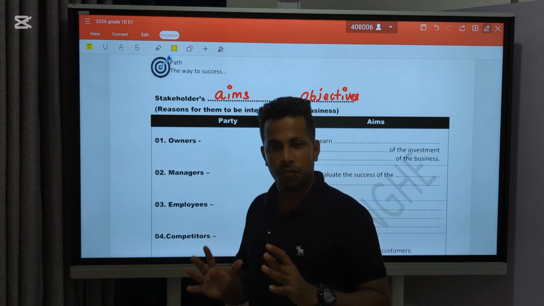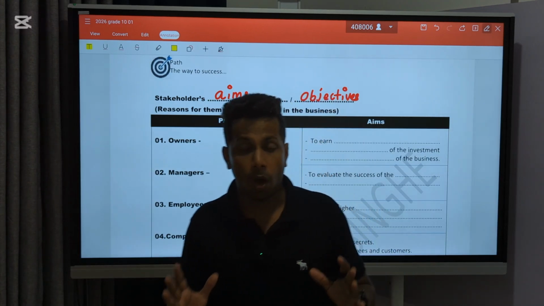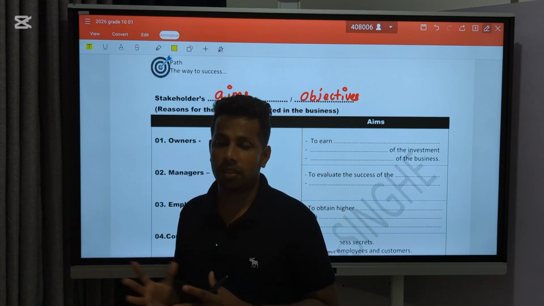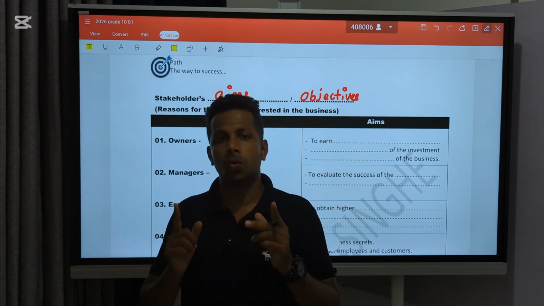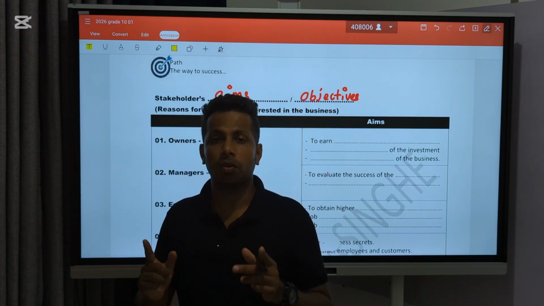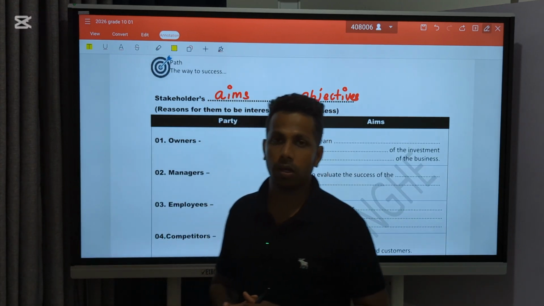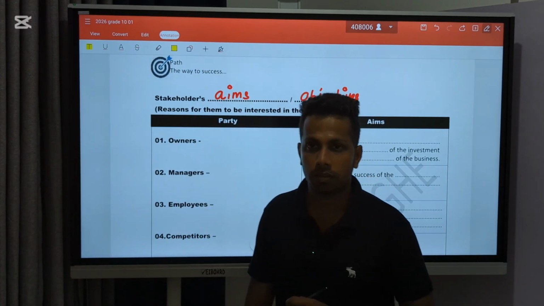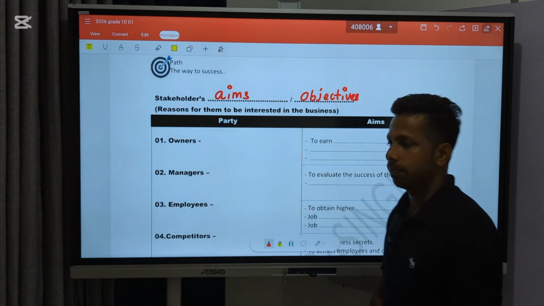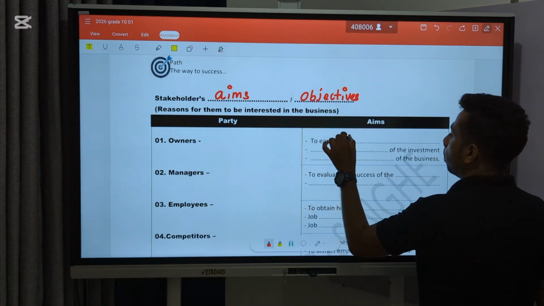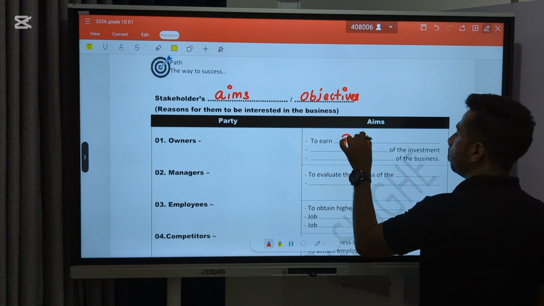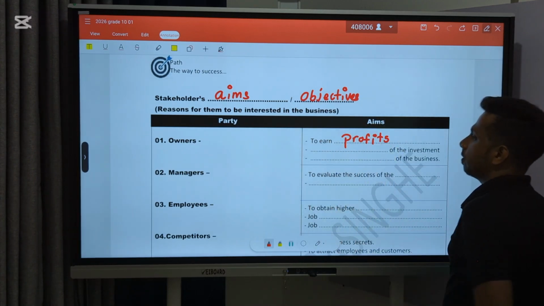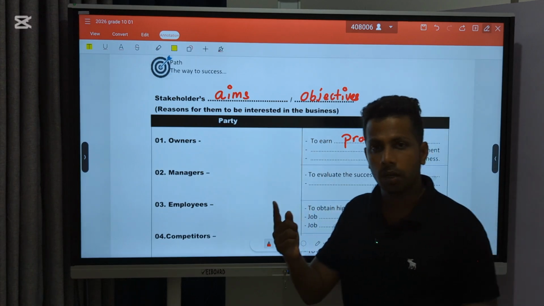So here, if you want to identify the objectives of stakeholders, reason for them to have an interest in the business, you need to think from the point of view of each and every stakeholder. So let's talk about owners. Why do they have an interest in the business? It's easy. To earn profits. To whom does the profit belong? Owners, right? So owners are interested in the business to earn what?